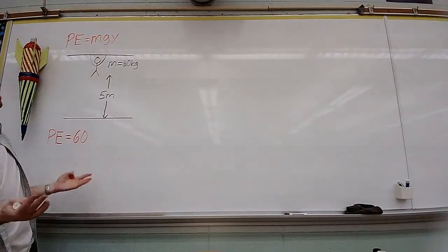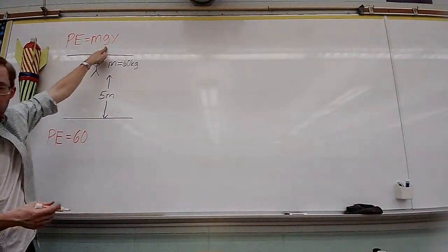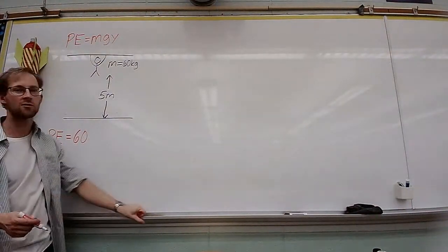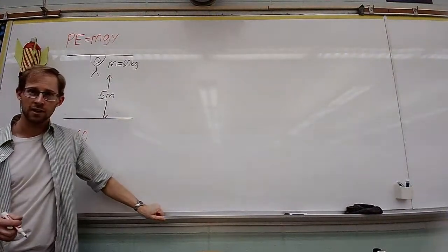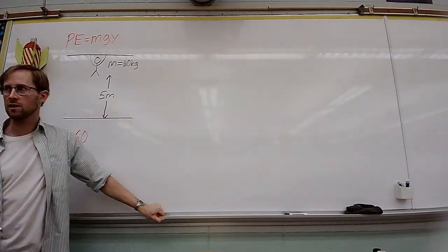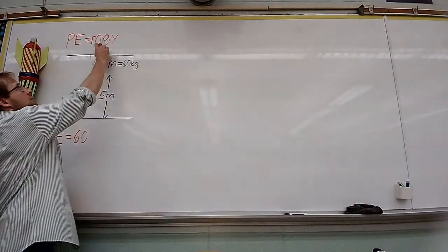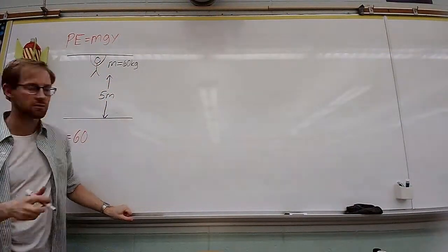So the question becomes, what is this G, positive or negative 9.8? The thing with energy is that it's a scalar. So direction does not matter in energy. Therefore, this G value is going to be a positive.